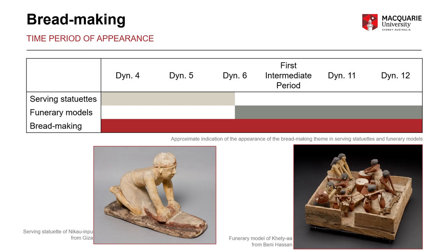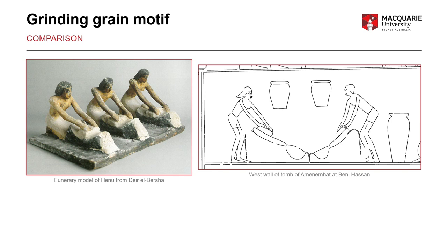My comparison of the bread making theme also revealed some differences between the two media that can be attributed to their contrasting technical properties. So I'll provide you with just a few examples of this by looking at the motif of grinding grain on a quern stone.